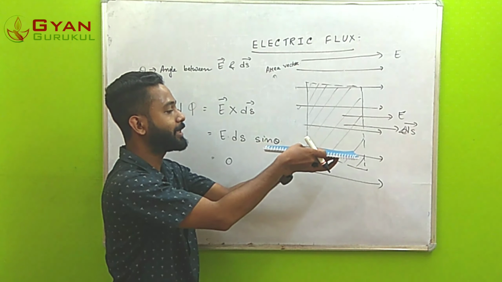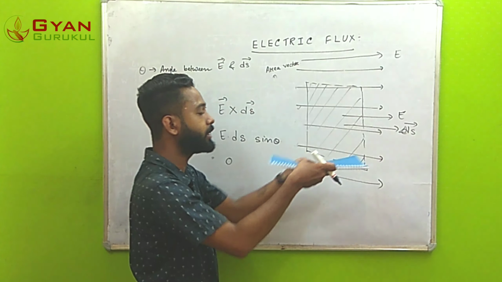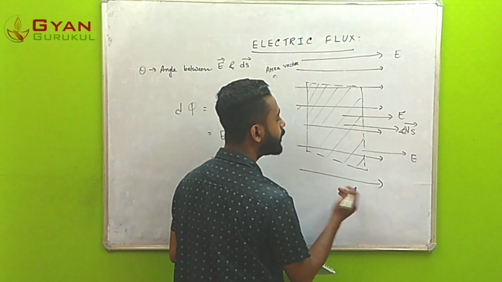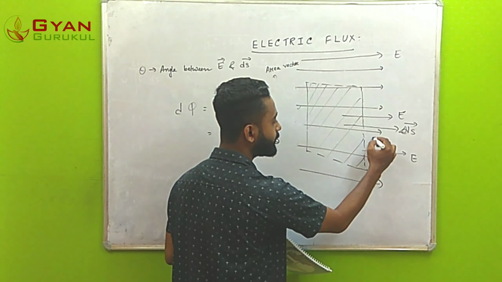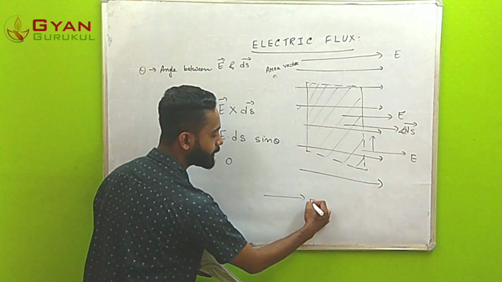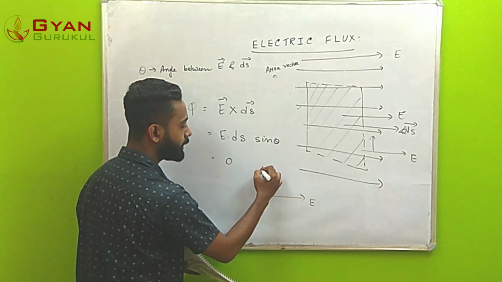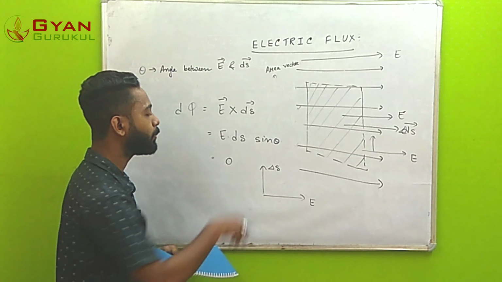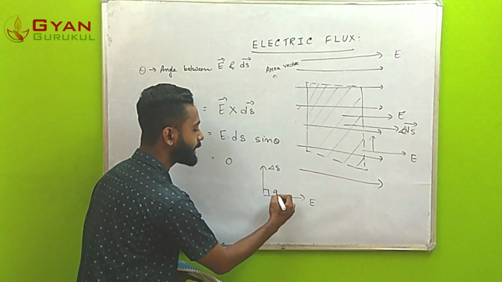So if I consider this situation, the electric fields are going in this direction, but the direction of the area vector is in the upward direction. Let me draw it over here. The field lines are going in this particular direction. The direction of the area vector, which I can also take as delta S, is in the upward direction. So the angle between them is 90 degrees.